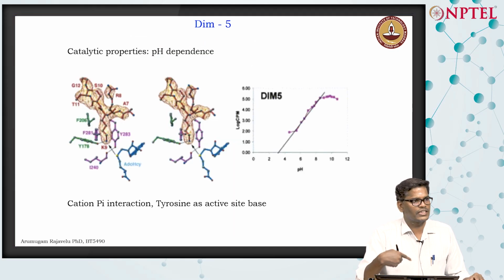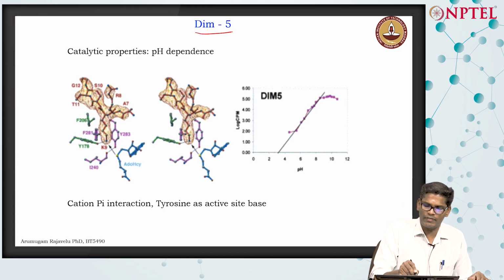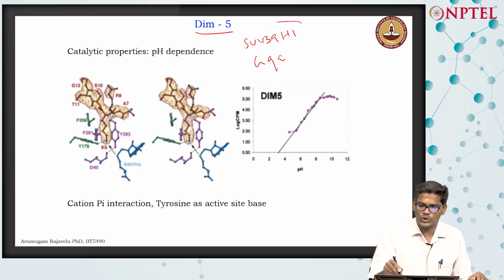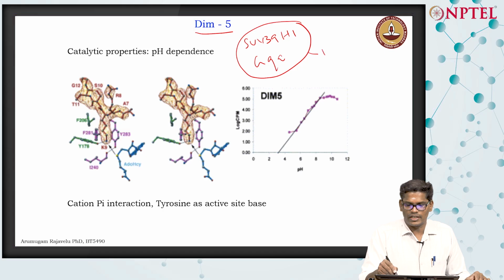So during the structure identification, they identified a very unique property of the protein. Unlike the regular or canonical histone lysine methyltransferases, such as SUV39H1 or G9A, which I am going to explain, these two are human proteins, keep in mind. These are human proteins which methylate histone 3 lysine 9. It has high activity at alkaline pH.